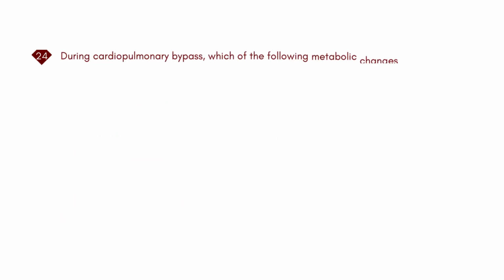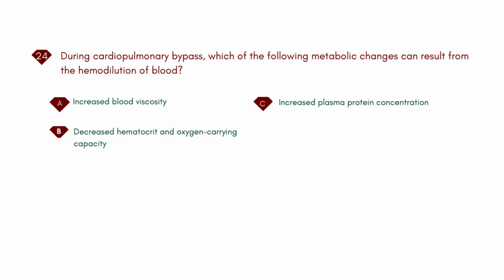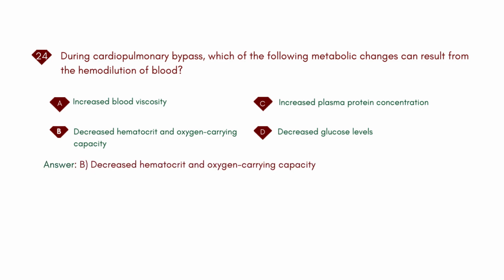During cardiopulmonary bypass, which of the following metabolic changes can result from the hemodilution of blood? A. Increased blood viscosity. B. Decreased hematocrit and oxygen carrying capacity. C. Increased plasma protein concentration. D. Decreased glucose levels. Answer: B. Decreased hematocrit and oxygen carrying capacity.